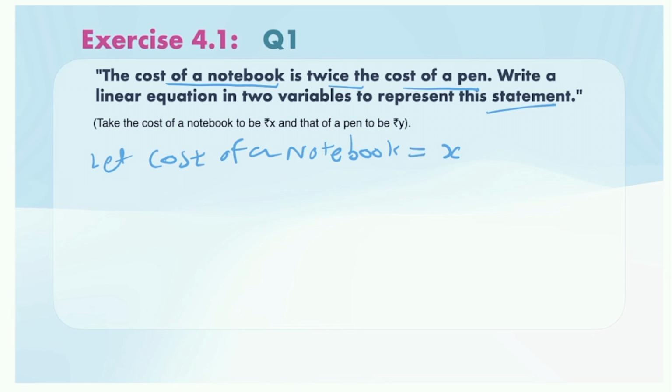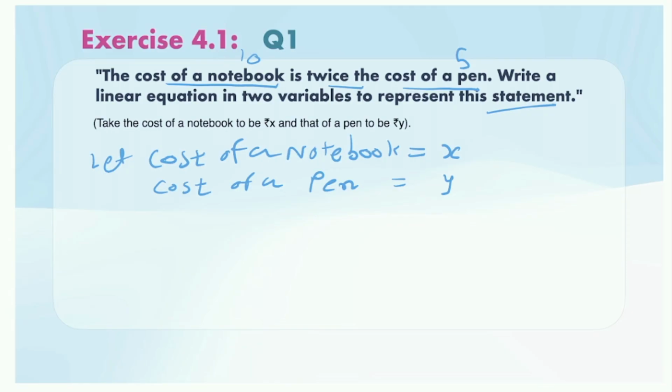Then the cost of a pen is equal to y. That is already given in the question, right? Now the statement is: cost of notebook is twice the cost of pen. If you see it with numbers, let's say the cost of pen is 5 rupees, then what will be the cost of notebook? Cost of notebook is twice the cost of pen, so the cost of pen is 5, the cost of notebook will be 10, right?